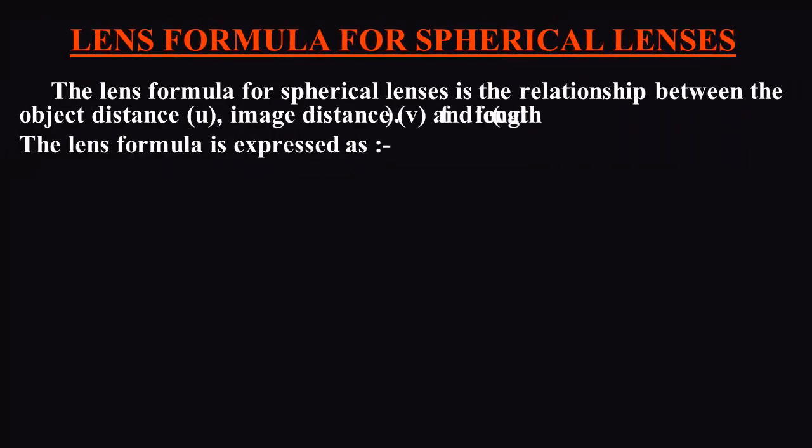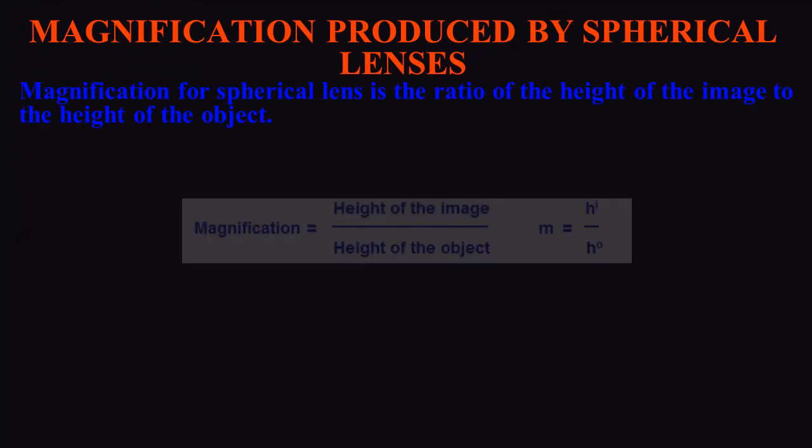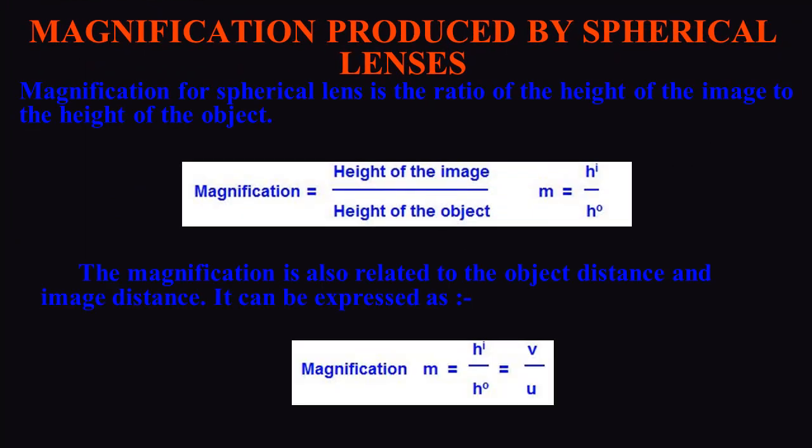Now the lens formula of the spherical lenses. It is observed that the relationship between object distance u, image distance v and focal length f can be expressed as 1 by v minus 1 by u equals 1 by f. Magnification of the image produced by spherical lens is the ratio of the height of the image to the height of the object.